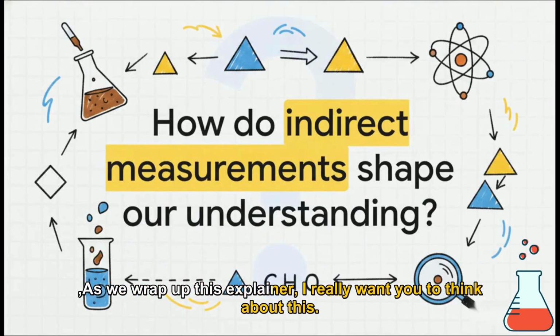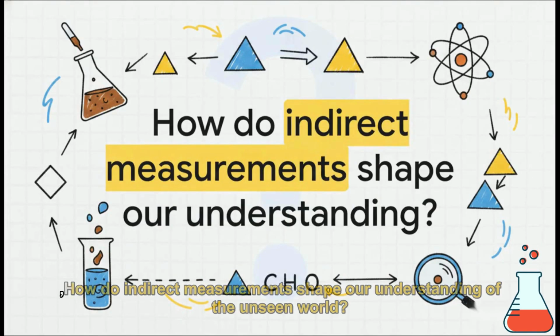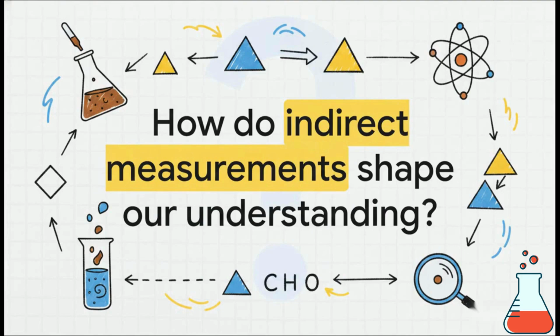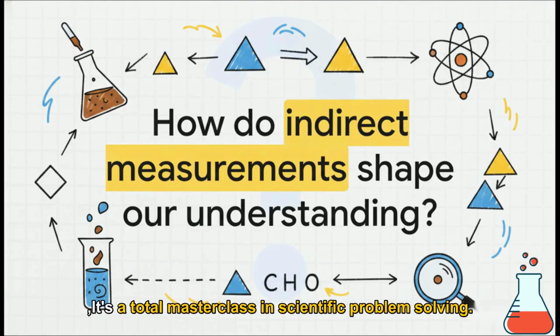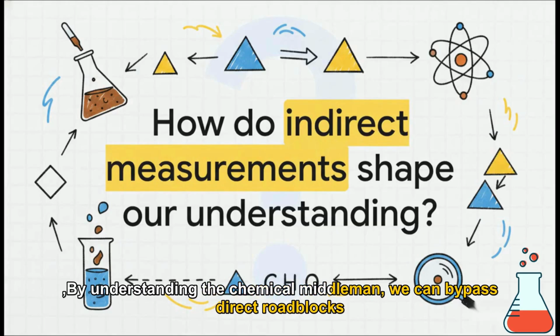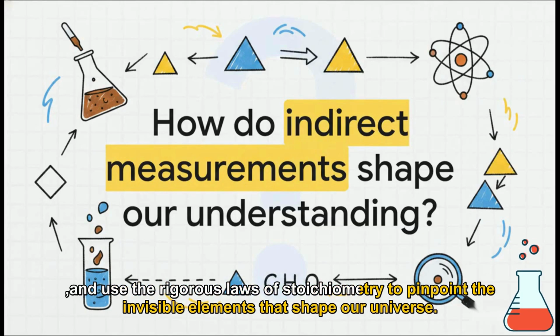As we wrap up this explainer, I really want you to think about this. How do indirect measurements shape our understanding of the unseen world? This iodometric titration of copper is way more than just a cool lab trick. It's a total masterclass in scientific problem solving. By understanding the chemical middleman, we can bypass direct roadblocks and use the rigorous laws of stoichiometry to pinpoint the invisible elements that shape our universe.